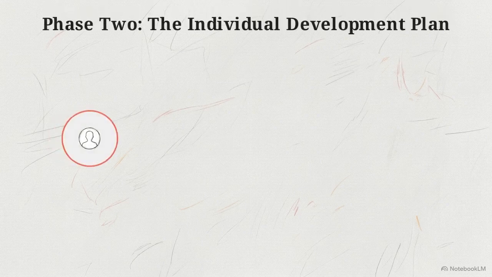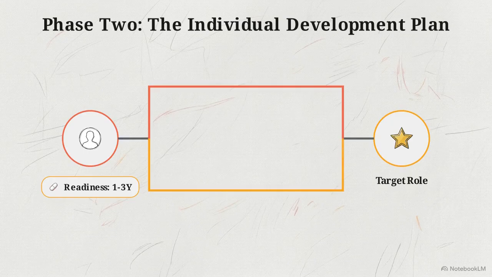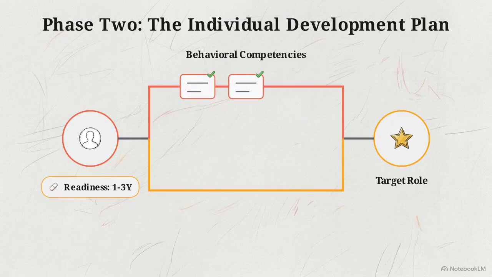This brings us to Phase 2, the individual development plan. We take a candidate identified with a gap and build a structured timeline bridging their current abilities to the target role. The plan splits into 2 parallel tracks. The top track addresses behavioral competencies through specific development programs and targeted behavioral training.